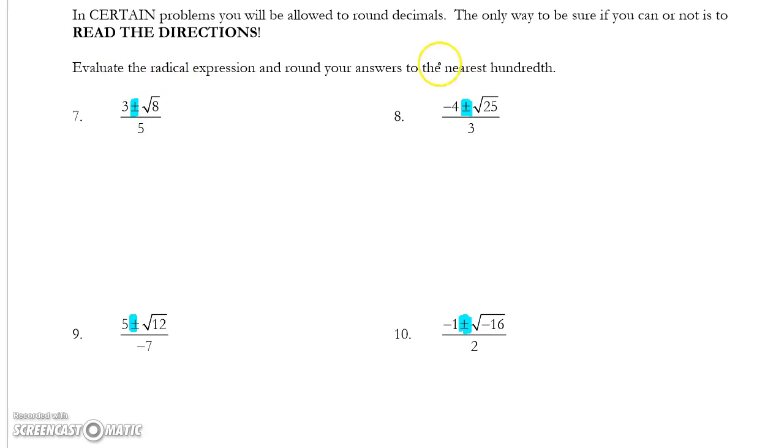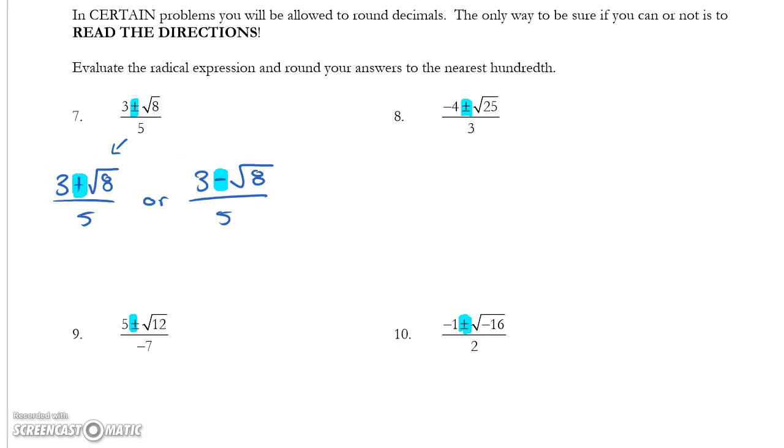In these directions, it also states round your answers to the nearest hundredth. You will be assessed on whether you can follow directions and on whether you know how to round. The big thing here is this is not one problem. This is 2 separate problems. This is 3 plus the square root of 8 over 5, or 3 minus the square root of 8 over 5. That's your plus or minus right here, plus or minus.